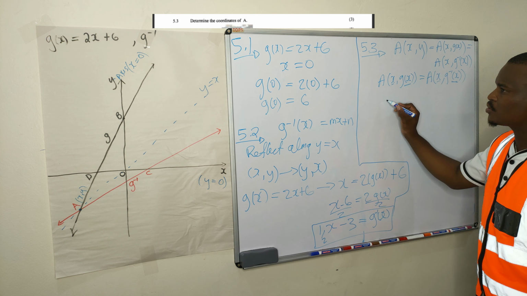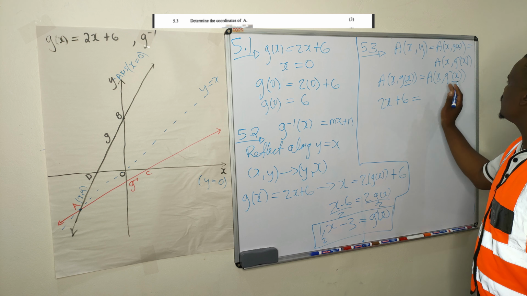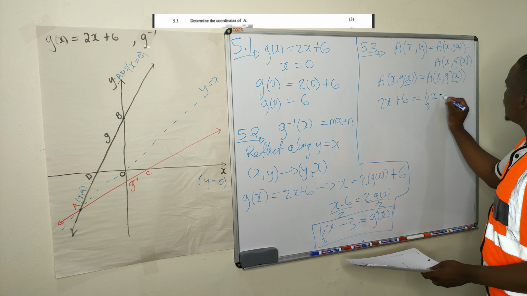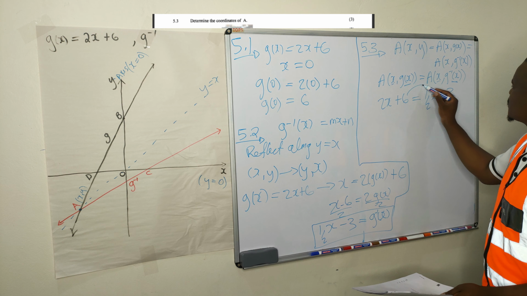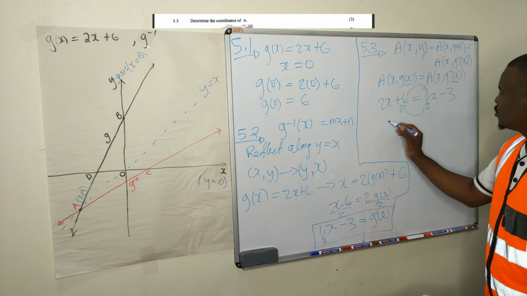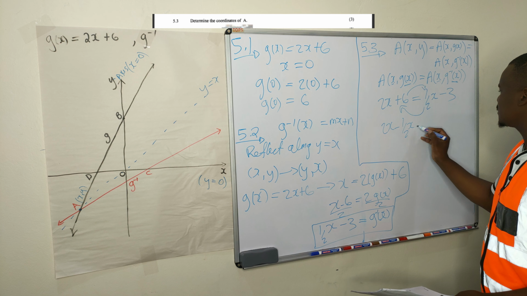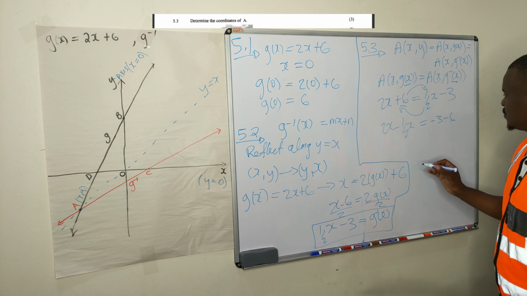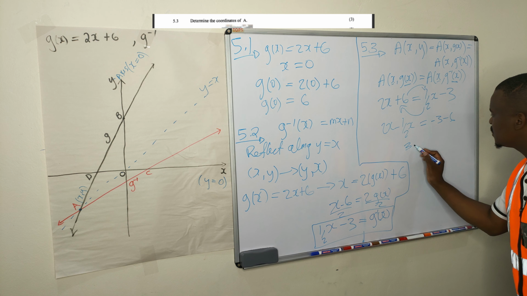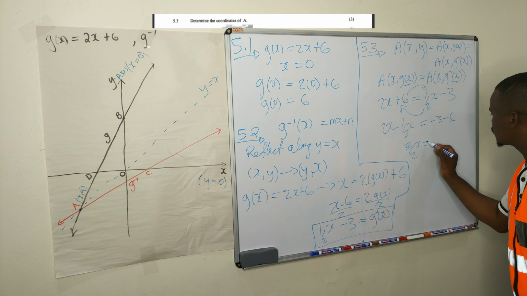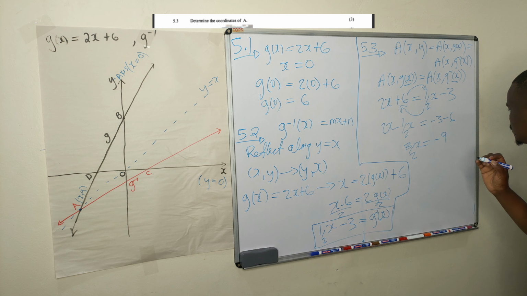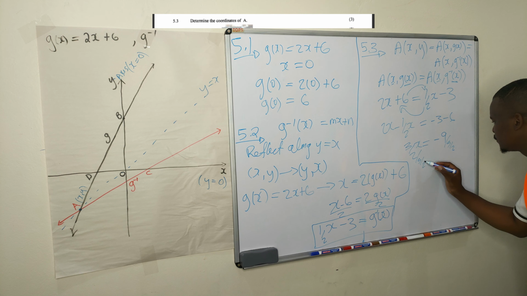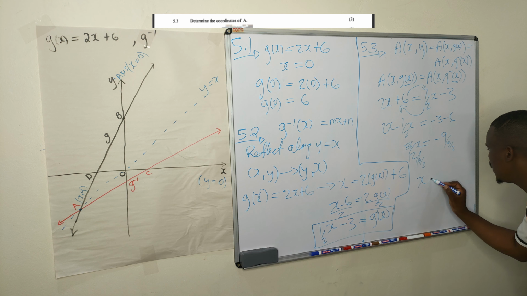So your g of x is equal to 2x plus 6, which is equal to your inverse function 1 over 2x minus 3. Transpose the 6 to this side and transpose this to this side. So you have 2x minus 1 over 2x is equal to minus 3 minus 6. So you punch this on a calculator. This is 3 over 2 x is equal to minus 9. Then divide by 3 over 2, divide by 3 over 2.